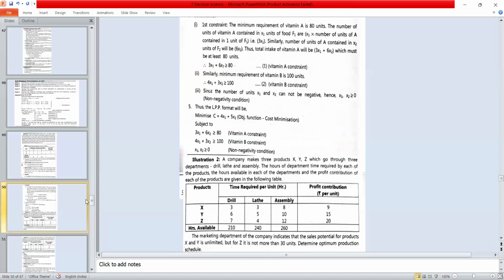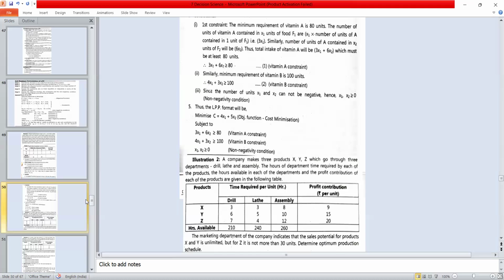It will be either no vitamin A or no vitamin B, or plus 1 mg vitamin A, or 2 mg vitamin B, like that. So it cannot be negative. So x1 is equal to or more than 0, and x2 is equal to or more than 0. So that is the non-negativity condition.